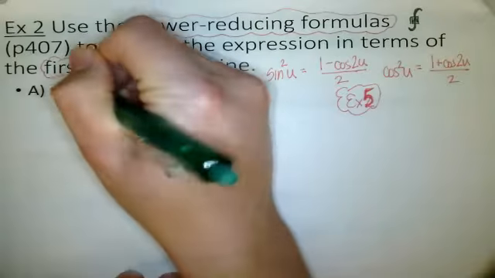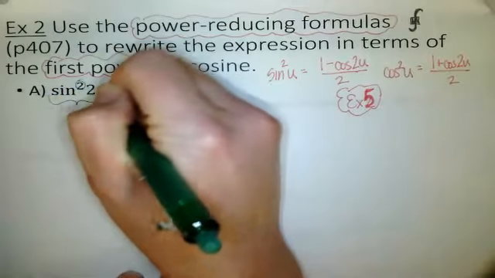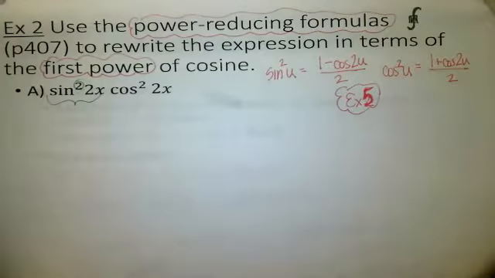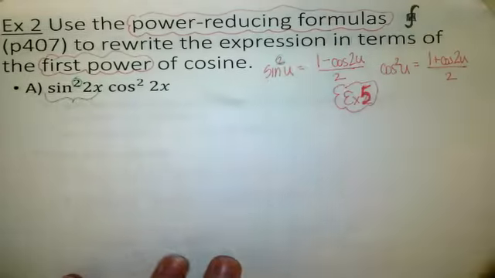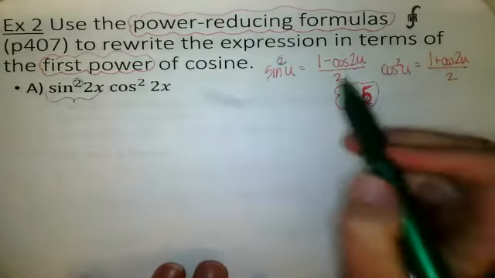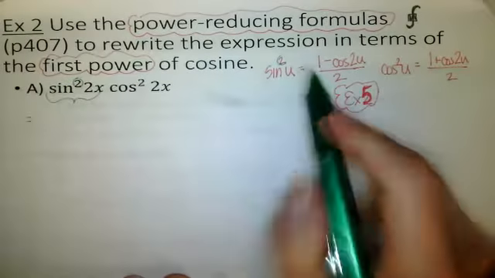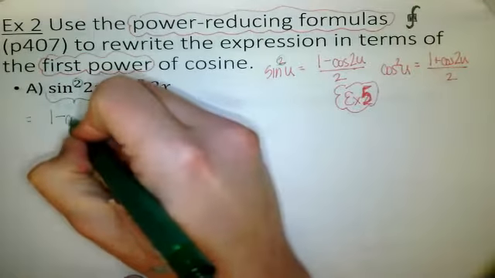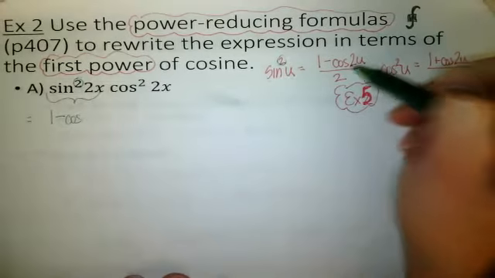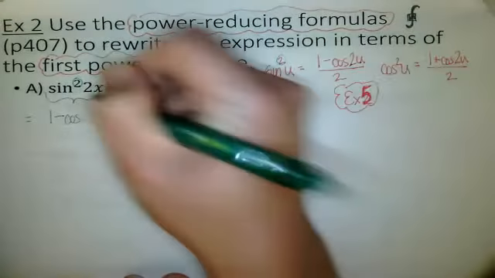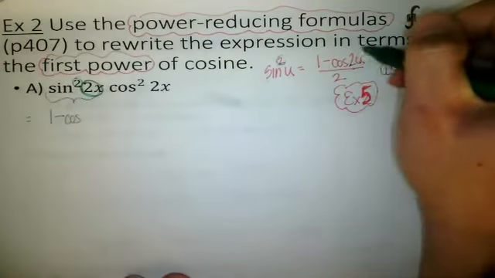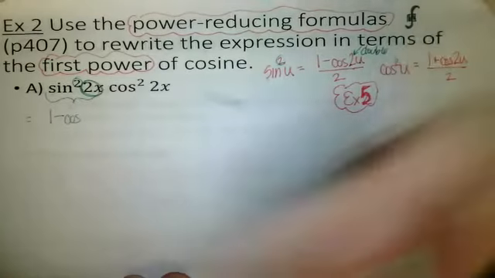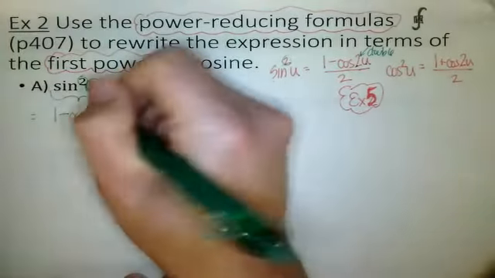So first of all, I see that I have sine of something being squared. And that power of 2 is something that I want to reduce to the first power. So I'm going to go to my sine squared formula. And it says that it's the same as 1 minus the cosine of double what I started with. Now, I started with a 2x, and I need to double what I started with. So if I double 2x, what do I get?